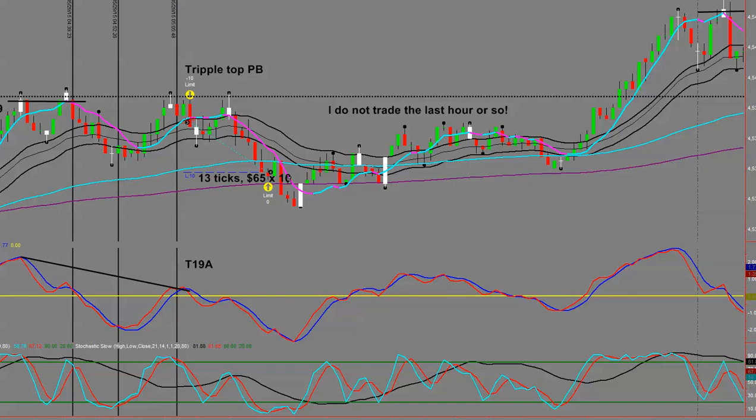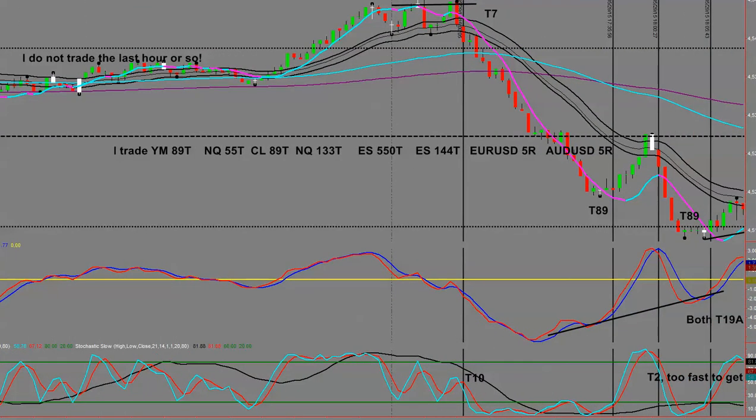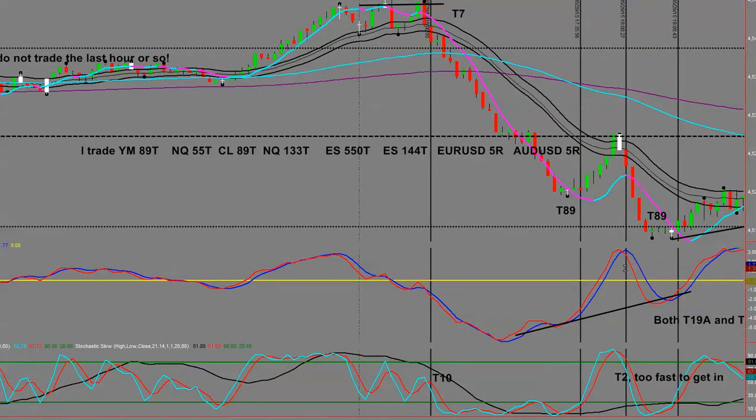But well, you had some beautiful pivot bounces here. We had down here, this is another beautiful T1 T2 just there. This was a T19A, and some T7. So after a while you develop and you really pick up these visually very easily.